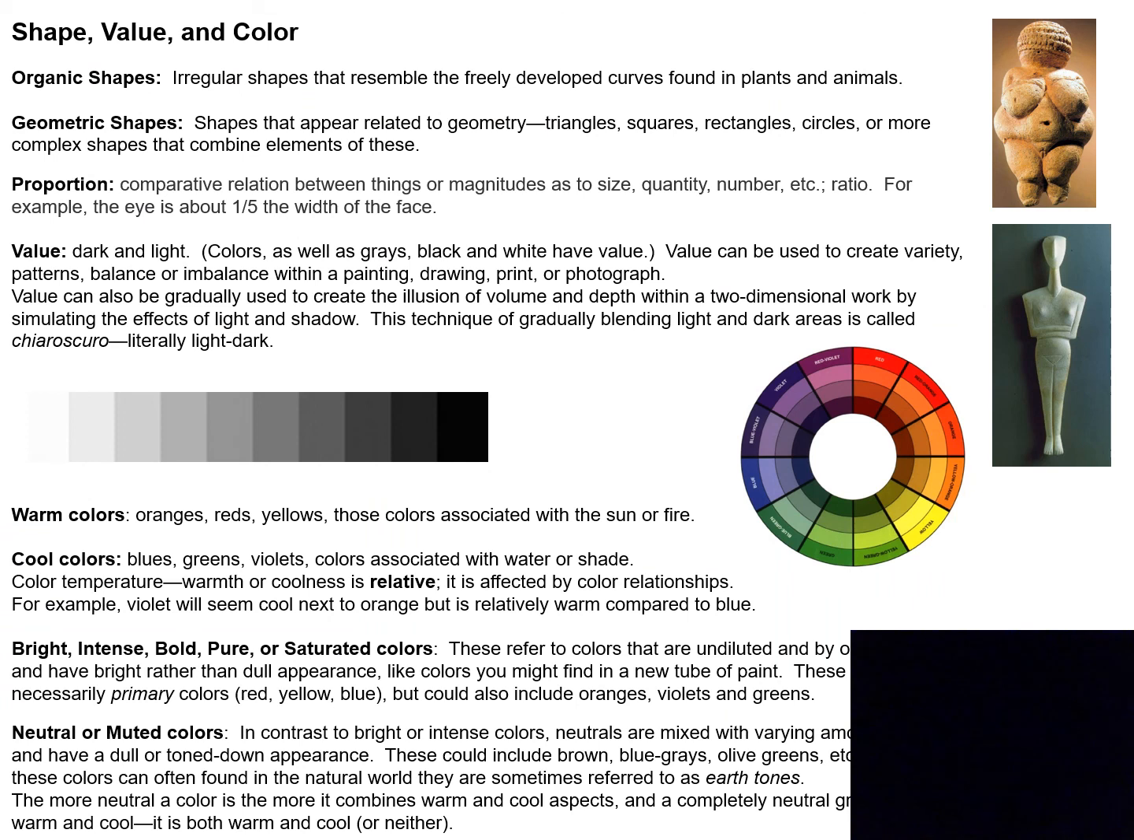So to review, the elements of art are shape, value, color, line, composition. And within shape, we have organic and geometric shapes. Shapes have different proportions. Value is light and dark. Warm colors, cool colors, intense colors versus muted colors.